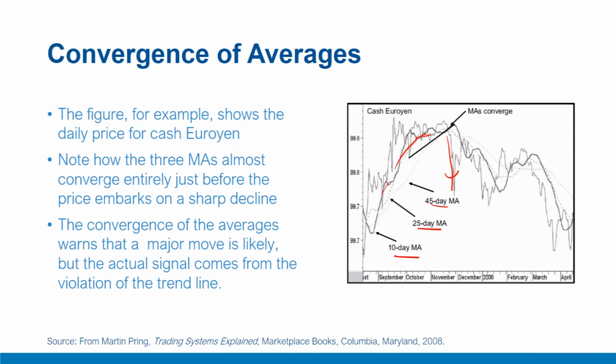However, the actual signal comes from the violation of the trend line here. After the violation, a very solid signal of price decline is there, and there's a very sharp decline. So all three MAs converge, and then also a trend line violation towards the downside, which indicates a down move.